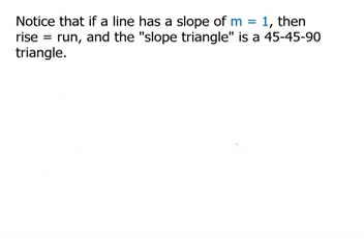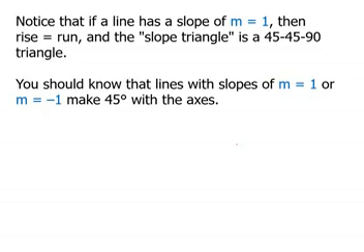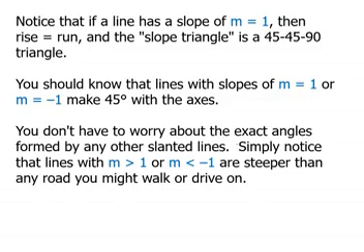Notice that if a line has a slope of 1, then rise equals run, and the slope triangle is a 45-45-90 triangle. You should know that lines with slopes of 1 or -1 make 45-degree angles with the axes. That's something you should know. You don't have to worry about the exact angles formed by any other slanted lines. Simply notice that lines with a slope of greater than 1 or less than -1, that's an angle of more than 45 degrees, so those are steeper than any road that you might walk or drive on.